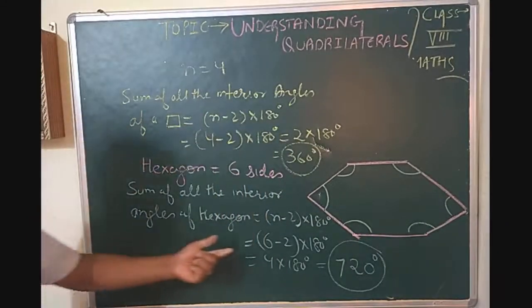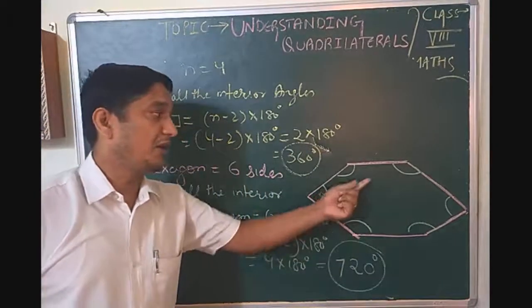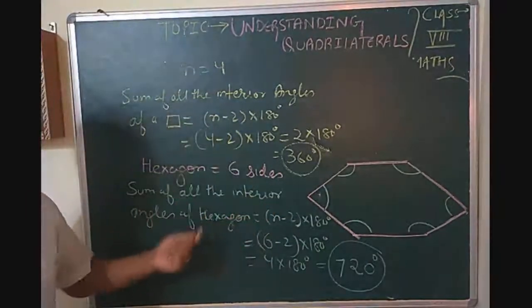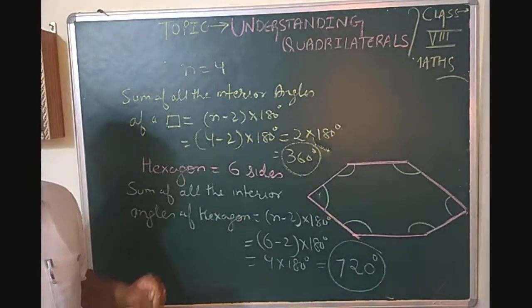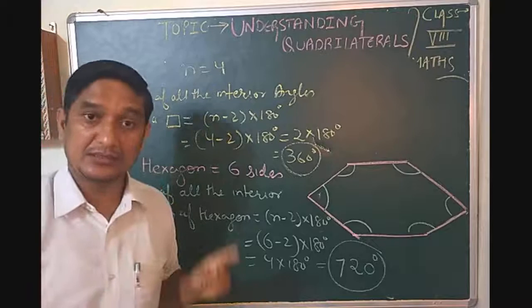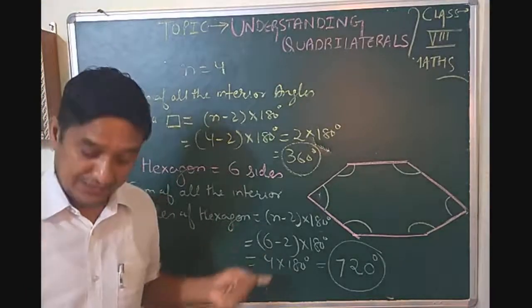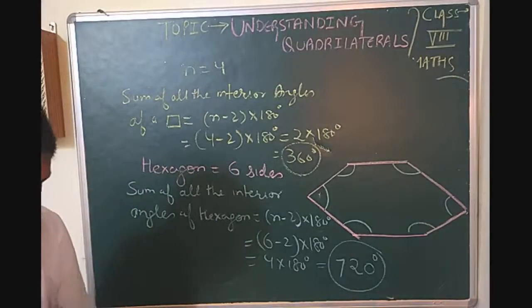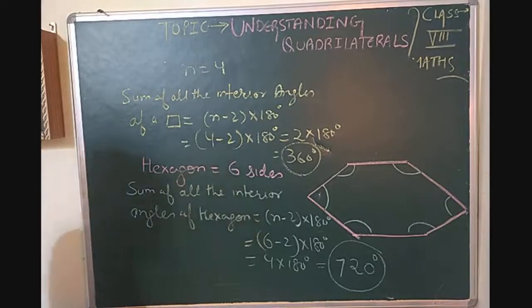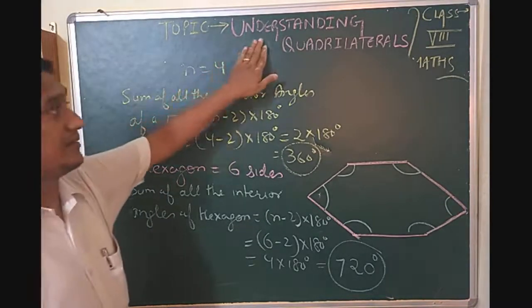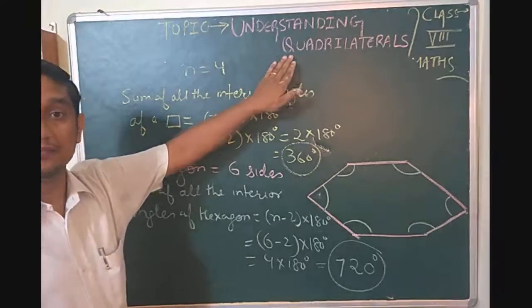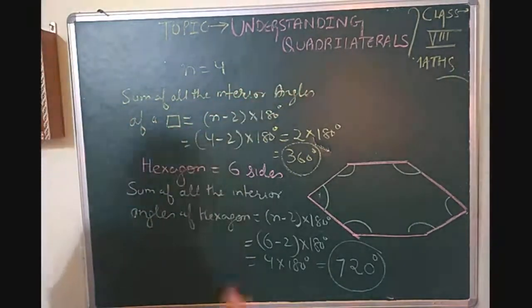Now this is the way we can find the sum of all the interior angles of any polygon. Children, understood? After this we will learn the next topic, quadrilaterals, our main topic, understanding quadrilateral.